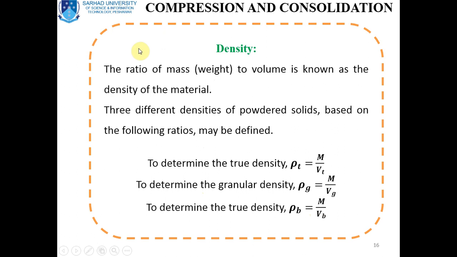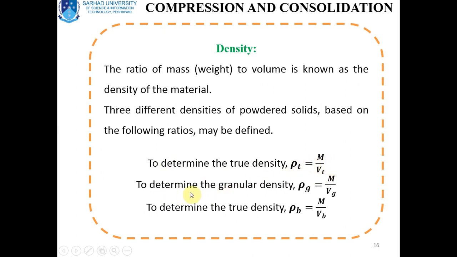Density is another derived property of powders and granules. The ratio of mass to volume is known as the density. D is equal to m by v, where D is density, m is mass, and v is volume. Three different densities of a powder solid may be defined based on the following ratios. For example, for true density, we have to divide the mass by the true volume.